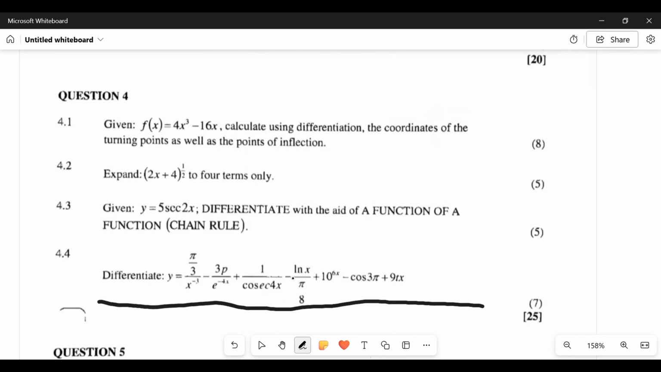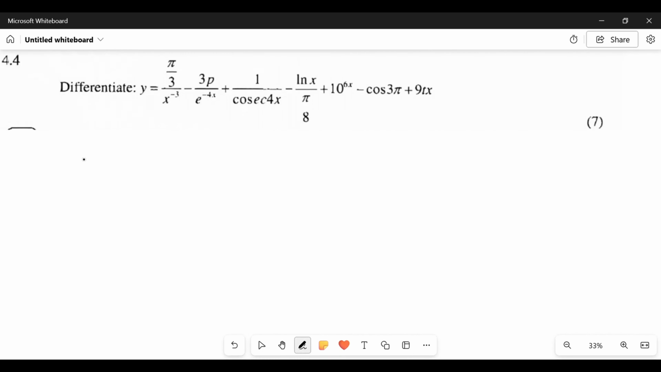Again, this one I am going to copy it, paste it where there is a space, and then we do it. Right, guys, let's look at 4.4. Now 4.4, they want us to differentiate this polynomial, but this polynomial has 1, 2, 3, 4, 5, 6, 7 terms. So before we differentiate this polynomial, there is a lot of simplification required. So let's start by simplifying before we differentiate.